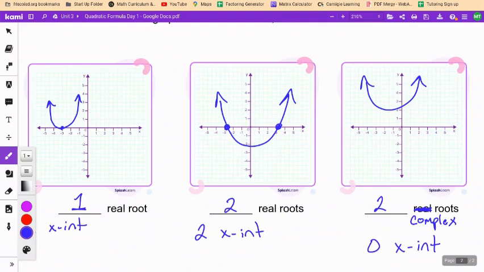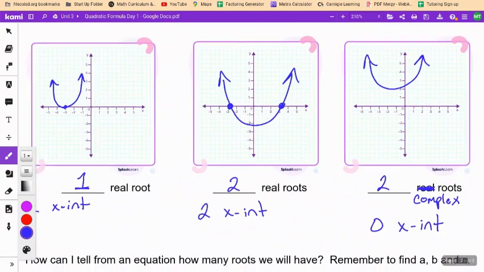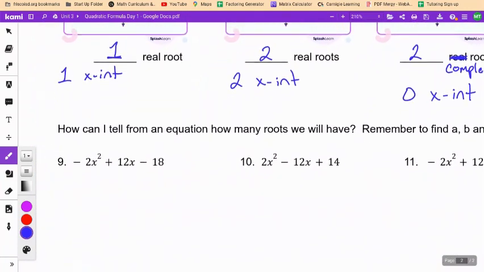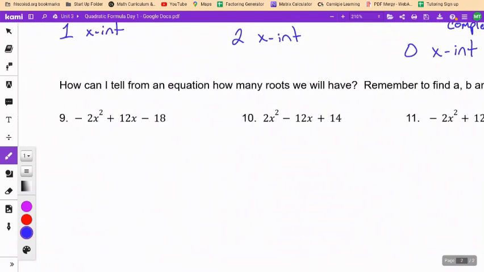Okay, and so what we're going to concentrate on right now, every time we work the quadratic formula, is first identifying how many solutions and what type of solutions we're going to have. So that's what we're going to do in 9, 10, and 11. It says, how can I tell from the equation how many roots we will have? And it says, remember, find A, B, and C.